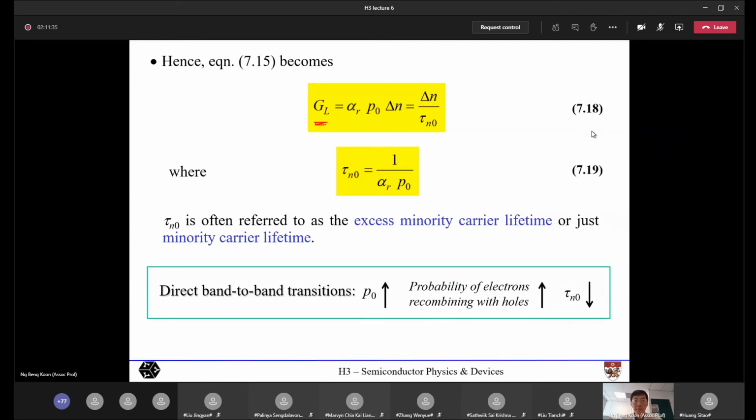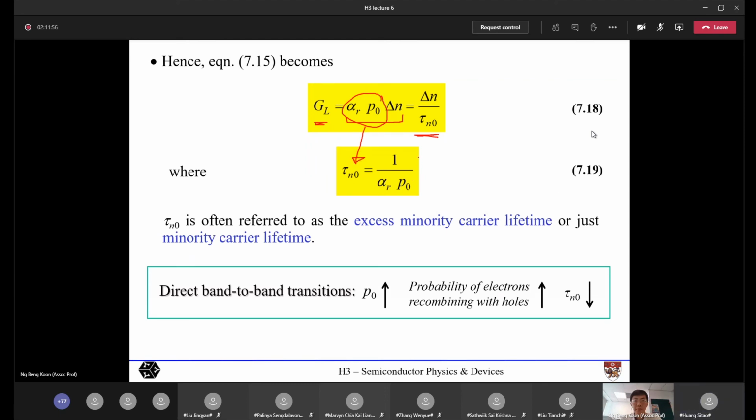You mean how you get from here to here? Okay, so from the assumption, we get G_L equals α_R P_0 N_0, right? Then this α_R P_0 is in fact the reciprocal of your minority carrier lifetime.